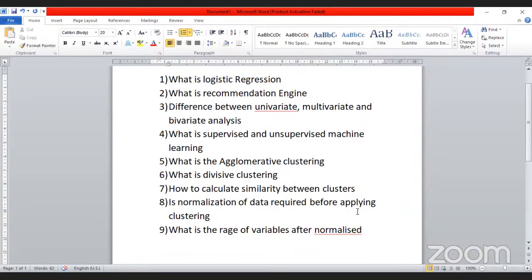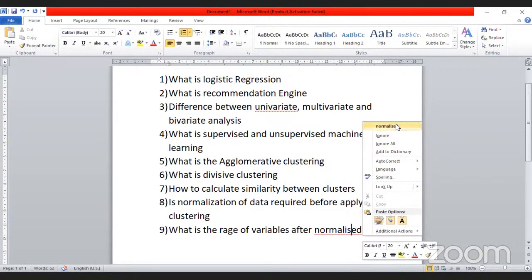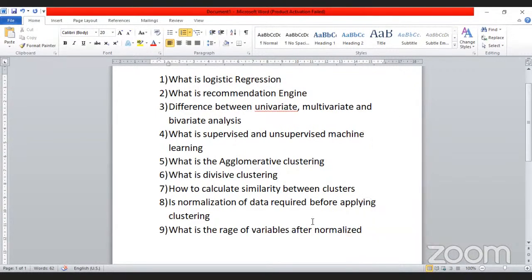Okay, what is the range of variable after we apply normalization? The range varies between 0 to 1. Okay, the range varies between 0 to 1.